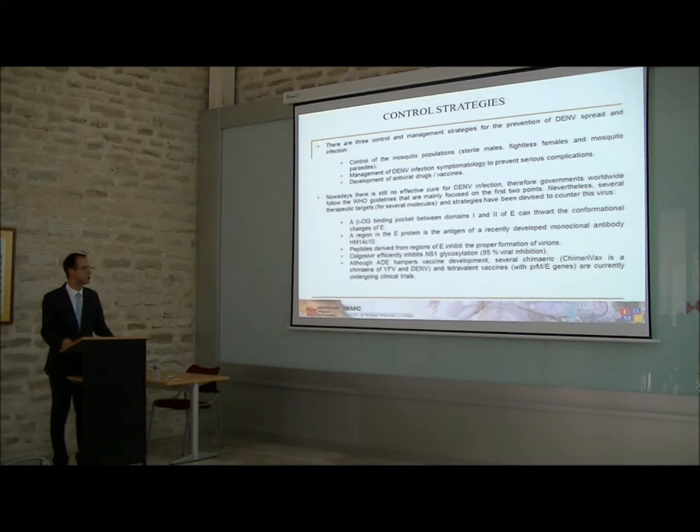There's another drug, celgosivir, a glycosylation inhibitor, and it has been found to efficiently inhibit the glycosylation of NS1, and this results in a 95% viral inhibition. As for vaccines, there are 2 main obstacles to their development. One is the need to address the tetravalent nature of this virus, so that there is no cross-reactivity. And another one is a phenomenon called antibody-dependent enhancement of dengue. This happens when people are infected by a secondary heterologous serotype, and they develop a much more severe response to dengue.